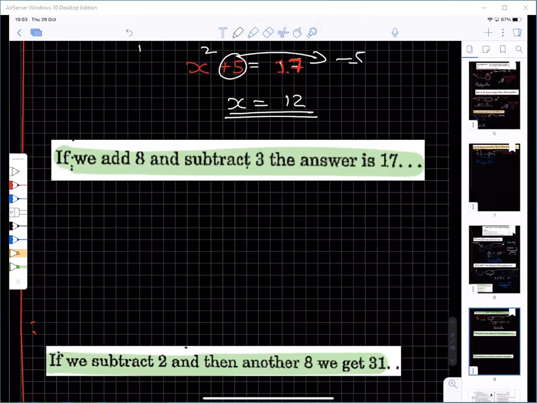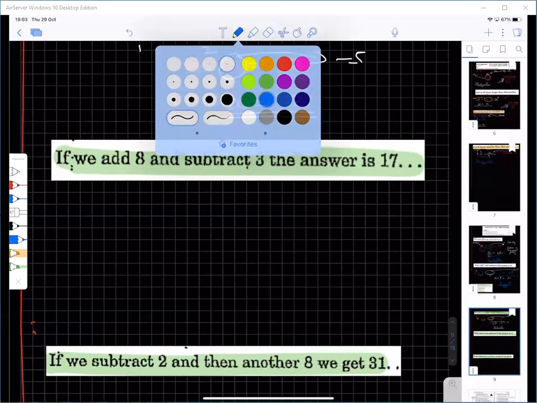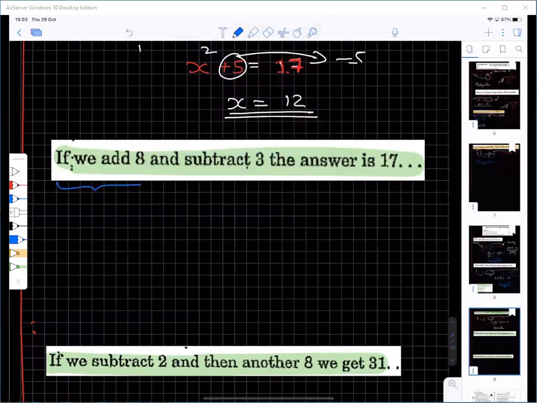Okay, next question. Let's have Mr. Musa, please join us. So for the second question, it is if we add 8. What are they adding the 8 to? X. We are adding 8 to X. And then we subtract 3. And then the answer will be, it would equal 17.